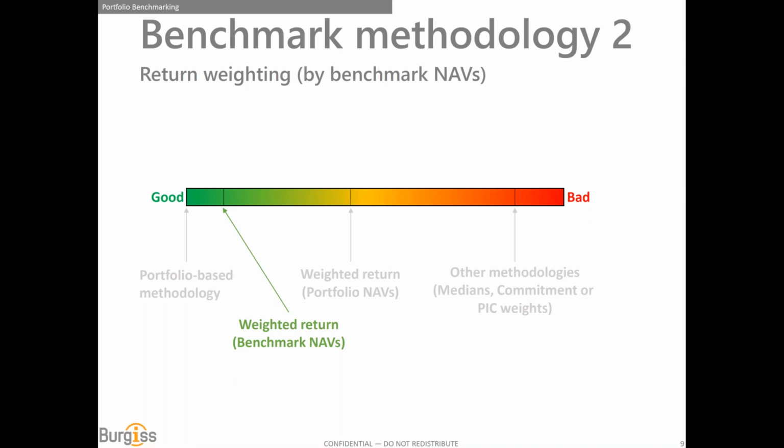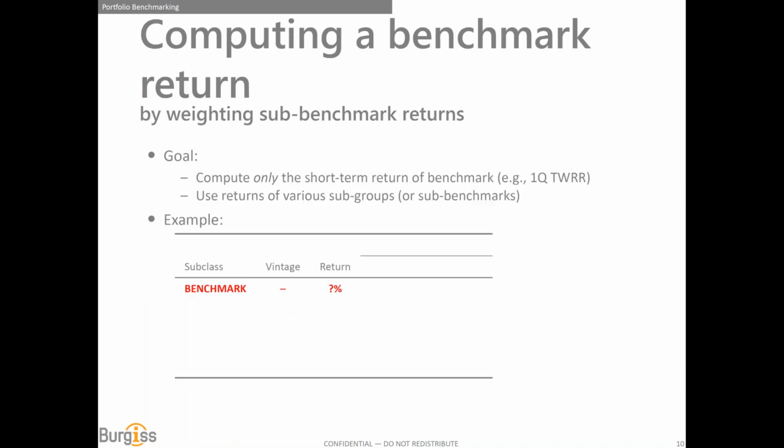Maybe an interesting way to compare this is to look at a slightly different approach to constructing a benchmark. Here the idea is that instead of following this portfolio approach, we're going to weight the returns of various subgroups that go into the benchmark. The way this works is as follows. Let's suppose that, rather than computing multiple statistics for a portfolio and the benchmark, we focus on just one statistic, one measure, which here we'll assume is a relatively short-term measure of return, such as a 1-quarter TWR.